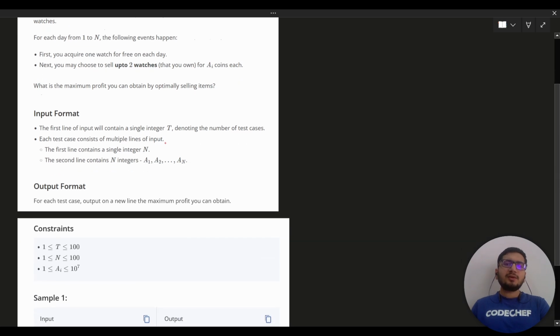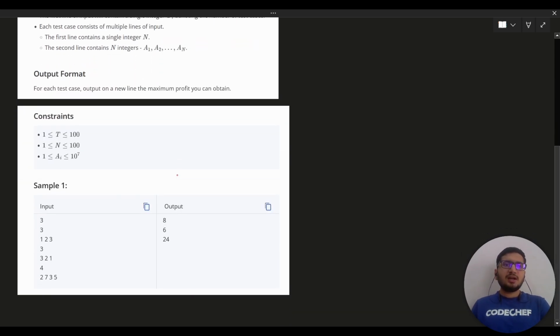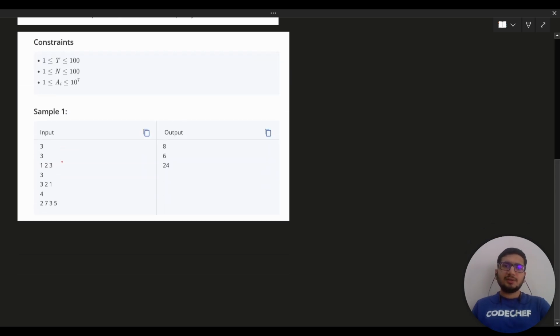For the input format, we have T test cases, and for each test case, we will have two lines. The first line contains the integer N, and the second line contains N space-separated integers, a1, a2 till aN. As for the output, we have to output on a new line the maximum profit that we can obtain by selling the watches. As for the constraints, the number of test cases and the length of the array go from 1 to 100, and the selling price of a watch, or the elements in our array A, can go from 1 to 10 raised to 7. Let's see some sample inputs.